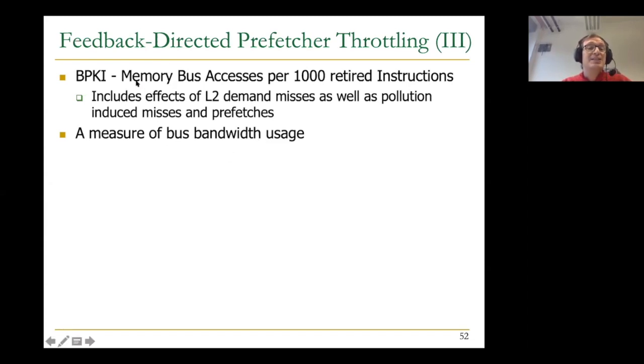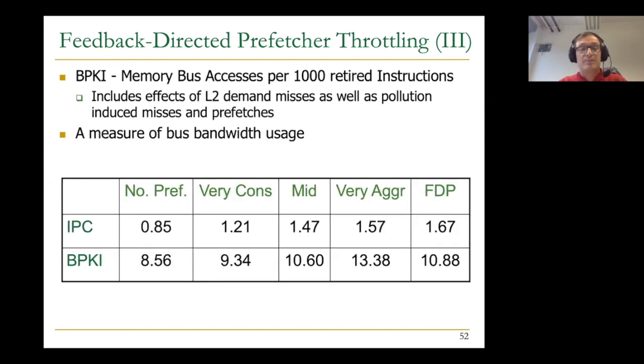So let's talk about memory bandwidth usage. I'm going to talk about bus. This is usually measured by memory bus accesses per 1,000 finished instructions. So this includes the effects of L2 demand misses as well as pollution-induced misses and prefetches, clearly. This is a measure of bus bandwidth usage. And I like this measure because it's bus accesses per 1,000 instructions. It gives you how often you're generating a bus access relative to the number of instructions you're finishing.